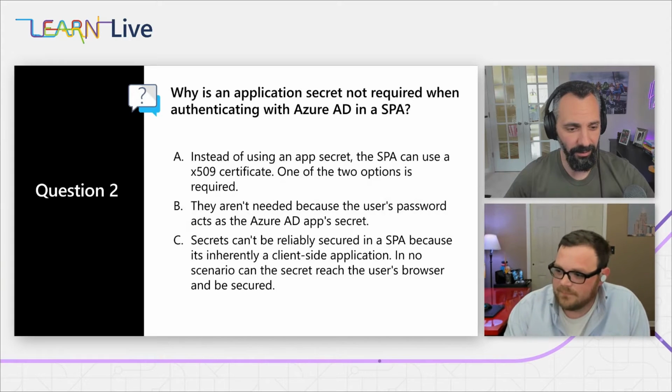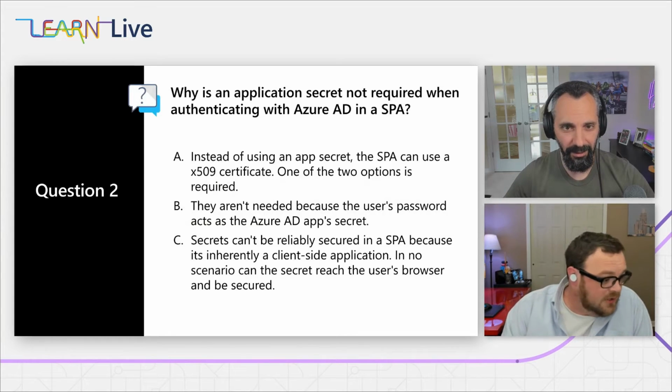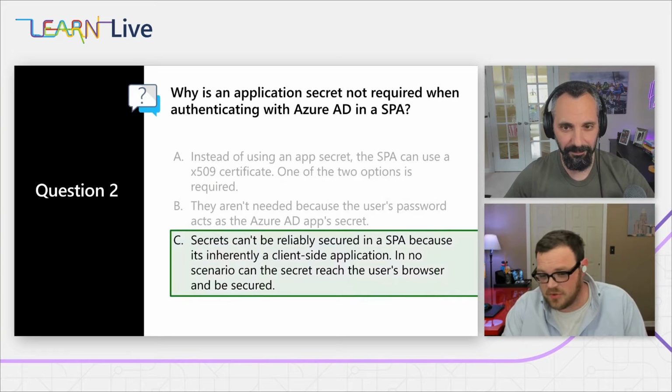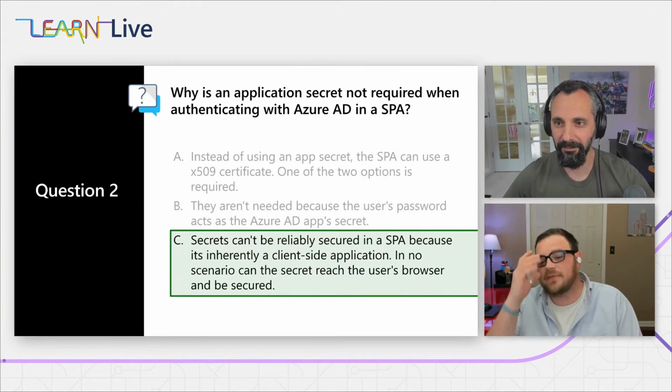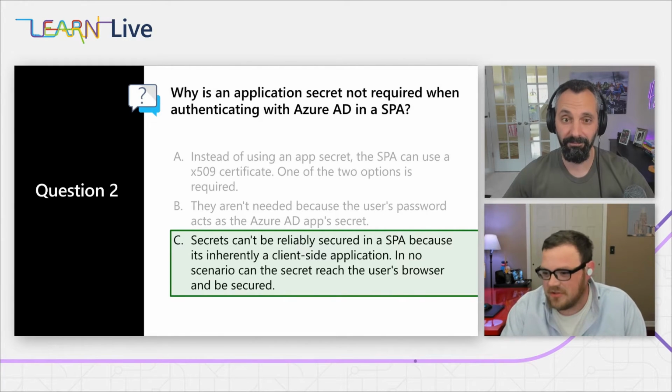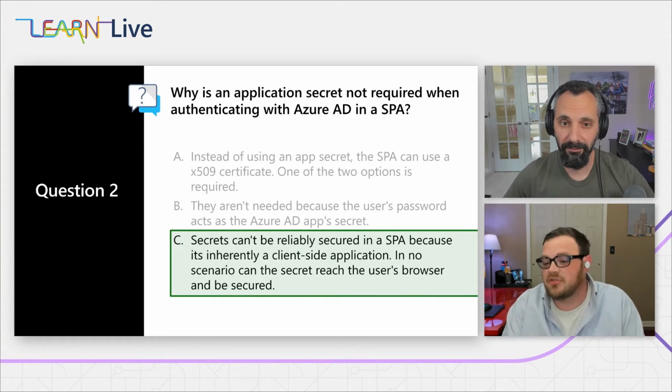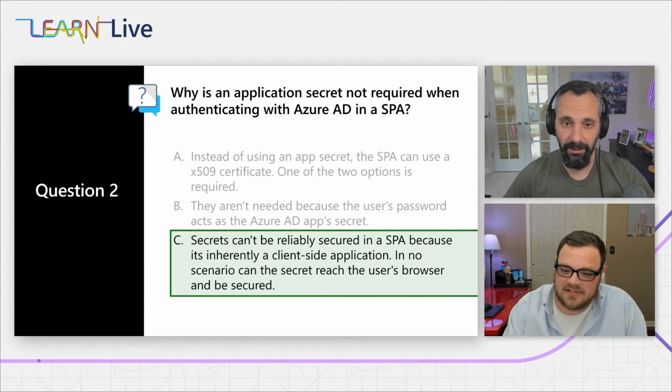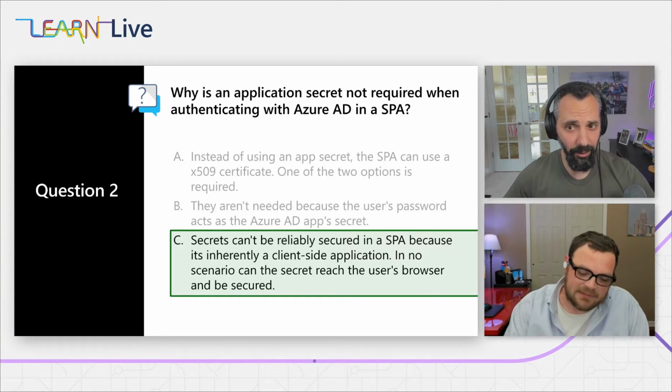Do you want to say what the right answer is? So for this one, of course, it is C, because we can't keep a secret in a single page app. The same way that we can't keep a secret in a mobile app, because it's a shared secret, we have no way to trust it, because our client in this case is a user's browser, which is inherently untrusted. And they are called public clients.